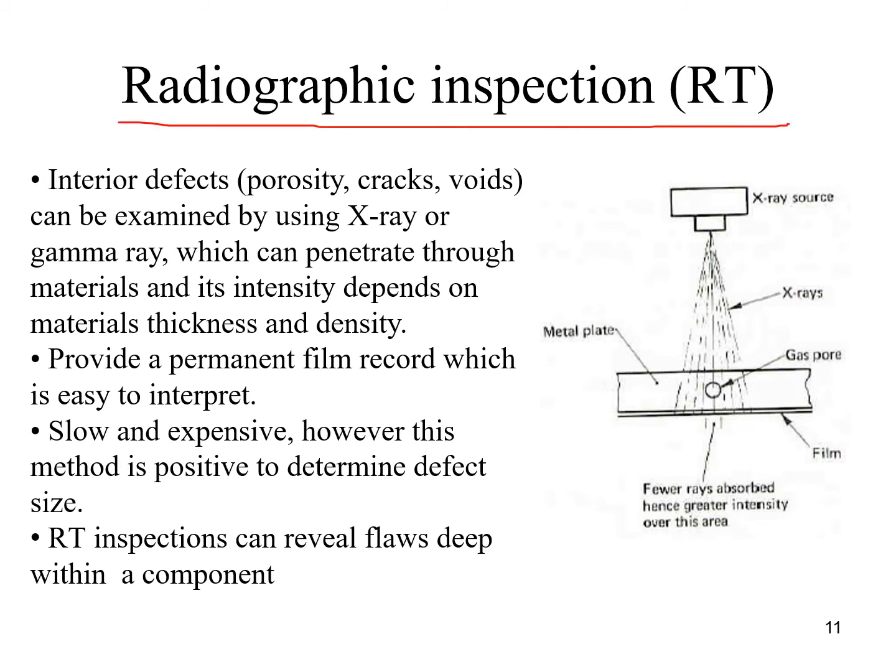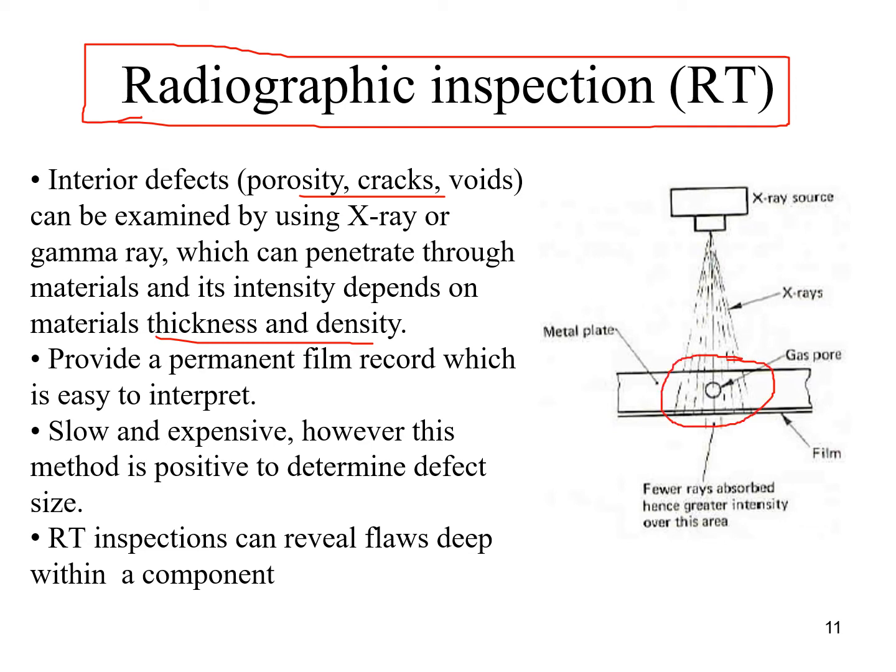Radiographic inspection. Interior defects, porosity, cracks can be examined by using an X-ray, which can penetrate through the materials, and its intensity depends on the material thickness and density. So now, not only on the surface, you are getting more information on the depth. It will pass through depending on the thickness. It provides a permanent film record which is easy to interpret, slow and expensive. However, this method is positive to determine defect size. RT inspections can reveal flaws deep within a component.